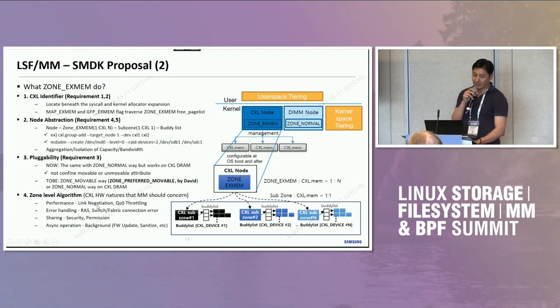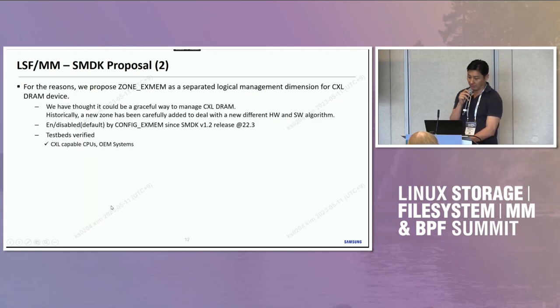So I think there are some CXL hardware natures that MM should be concerned with. Performance can change dynamically due to link negotiation and QoS throttling. For error handling, there is a different loss mechanism than DIMM DRAM, and switch and fabric connection errors can happen more. For sharing purposes, security and permission issues can arise. And CXL DRAM allows async background operations, for example firmware update, sanitize, and some other commands. So I think those hardware natures are what MM should be concerned with.